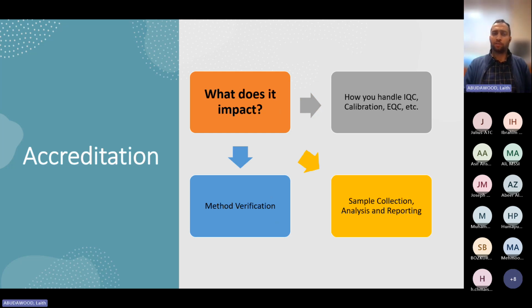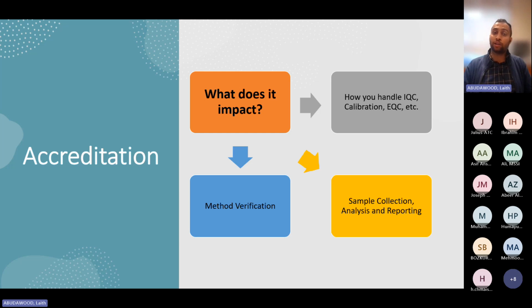Now, again, to summarize, what does accreditation impact? It impacts how they handle QC, how many times they do QC, for example, how many times they run calibration. For example, CAP tells you to run calibration every 6 months. Okay, how do you run your external quality control, etc. It affects sample collection in some cases. It affects how they do their pre-analytical work, which directly again affects your analytical work.